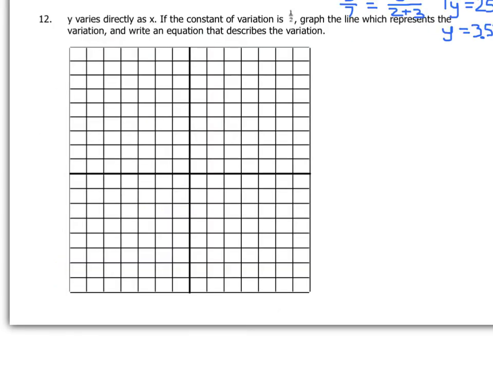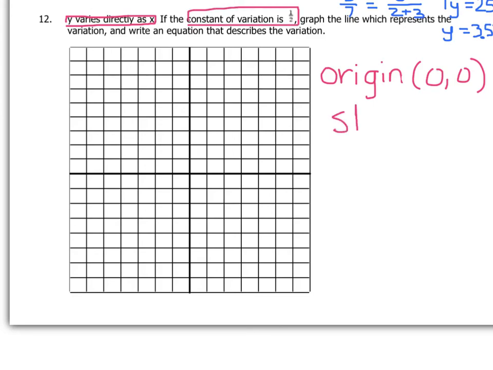All right, when it comes to having a graph, you need to make sure that you know that for it to have direct variation, it always has to go through the origin. So I want you to write that down on your notes. It always has to go through the origin, which is going to be 0, 0. Okay? So y varies directly as x, so it means there's a relationship. The constant is 1/2, which means slope. Remember that slope is also the constant. So, and it has to go through the origin.